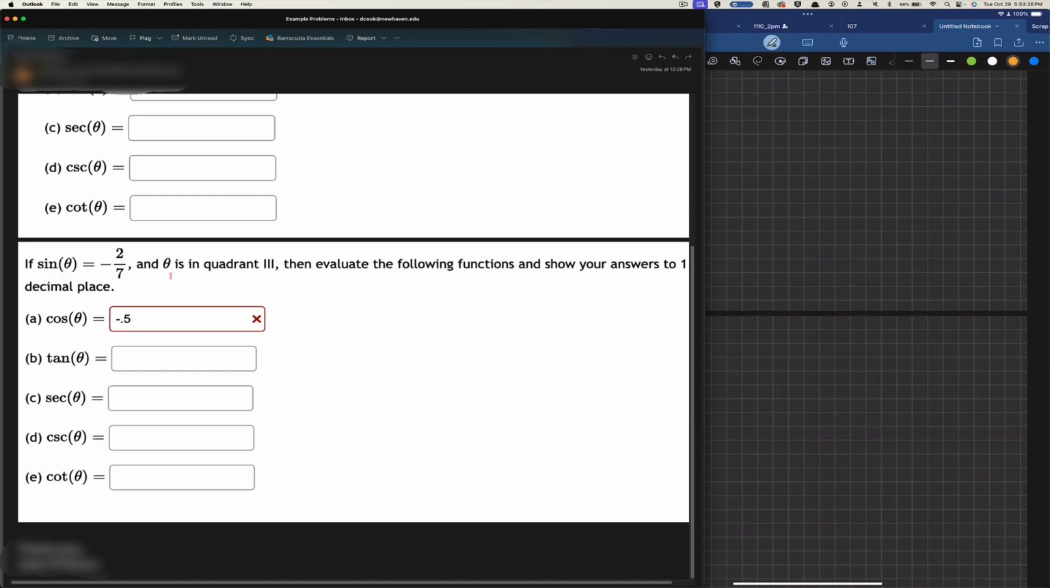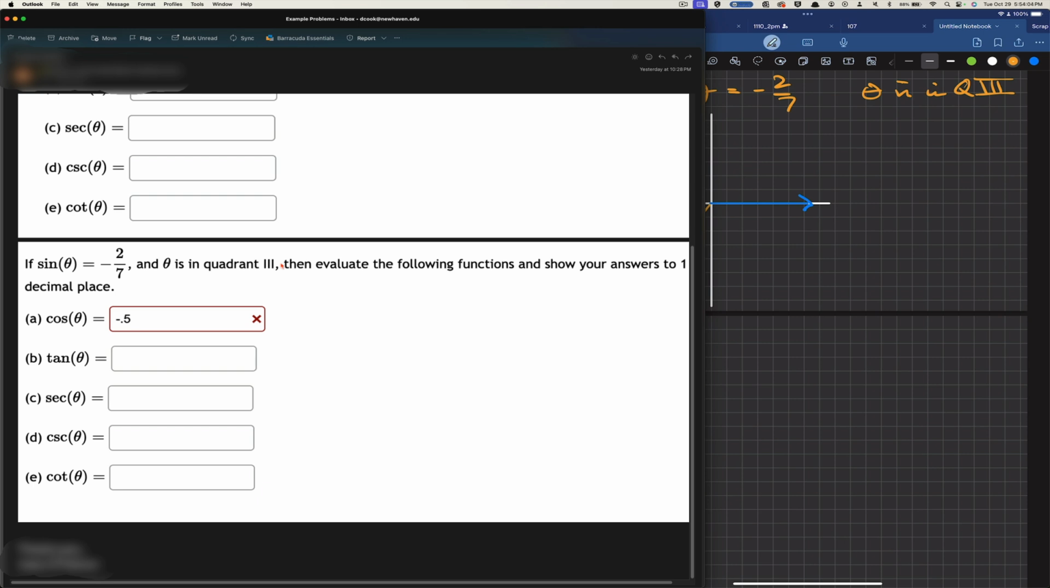So now we're told that the sine of theta is equal to -2/7, and theta is in quadrant 3. So we have this going on. We have the initial side, and we have the terminal side in the third quadrant. Nothing's to scale, pretty much ever.